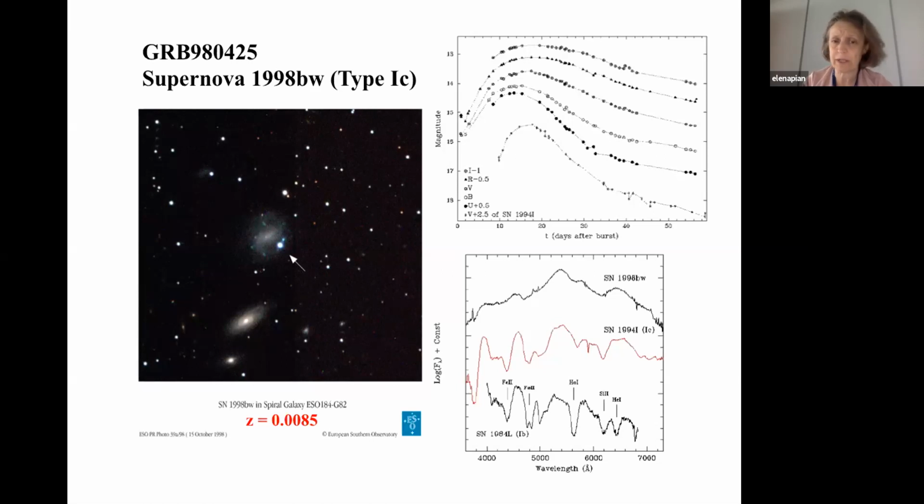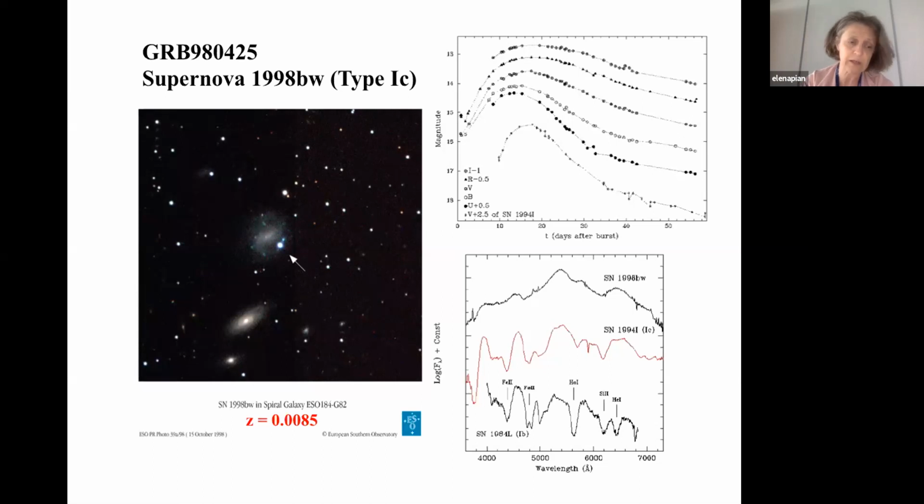So what's special about 98bw? Well, first of all, it's very luminous. I will show in a minute its luminosity compared to other supernovae, but especially the very important thing is that it's very highly energetic. You know that kinetic energy in supernovae of any type is around 1 bethe, 10 to the 51 ergs. Well, 98bw was 5 times 10 to the 52 ergs, so 50 times more energetic than the average core collapse supernova.